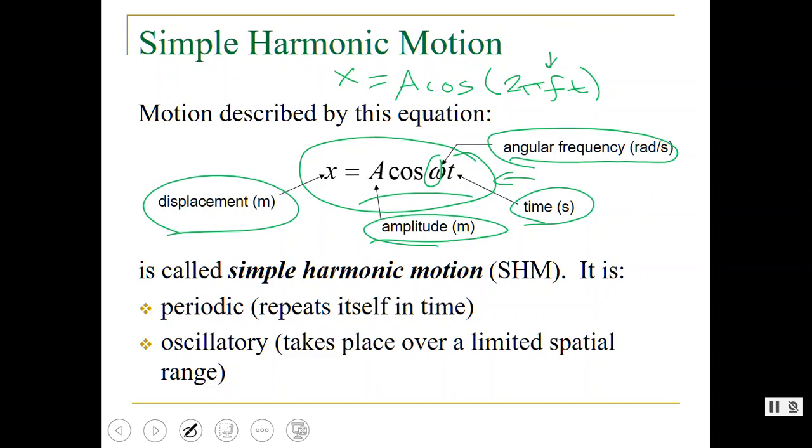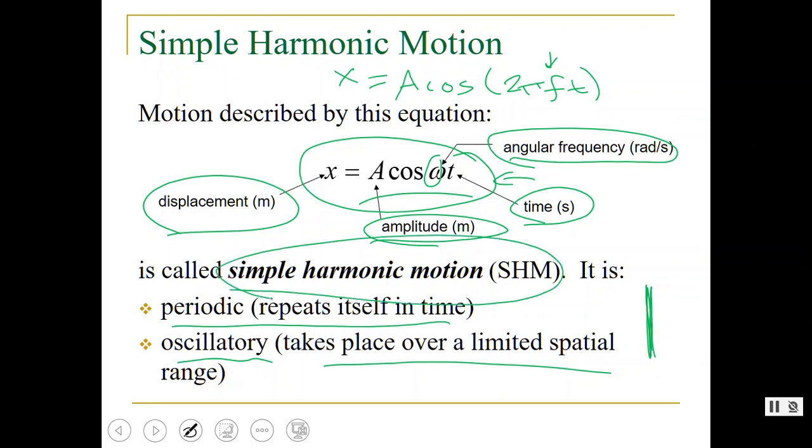So any function, any motion that could be described by this cosine function is going to be simple harmonic motion. So the pendulum that we look at, the spring oscillating, those are all going to be examples of simple harmonic motion. And simple harmonic motion is periodic, so it repeats itself in time. And then it's oscillatory, which means it takes place over a limited spatial range. So it goes back and forth between these same positions. But there is a lot of oscillating motion and periodic motion that is not simple harmonic, because simple harmonic motion must be additionally described by this cosine function.